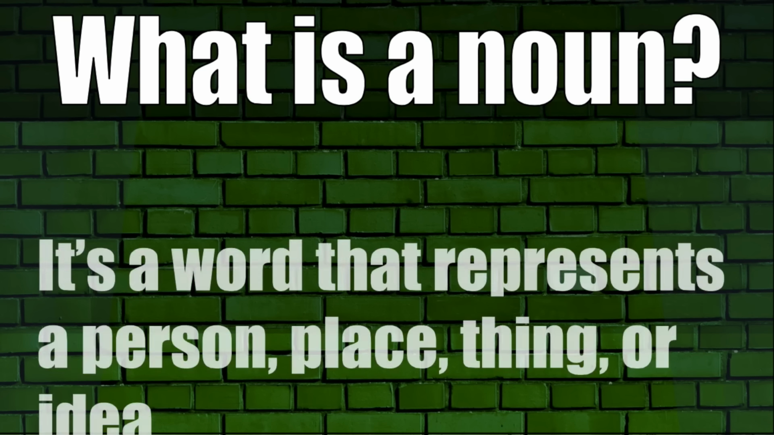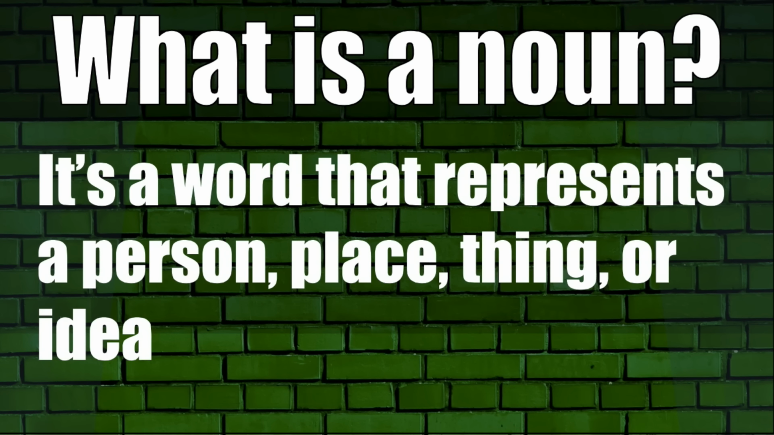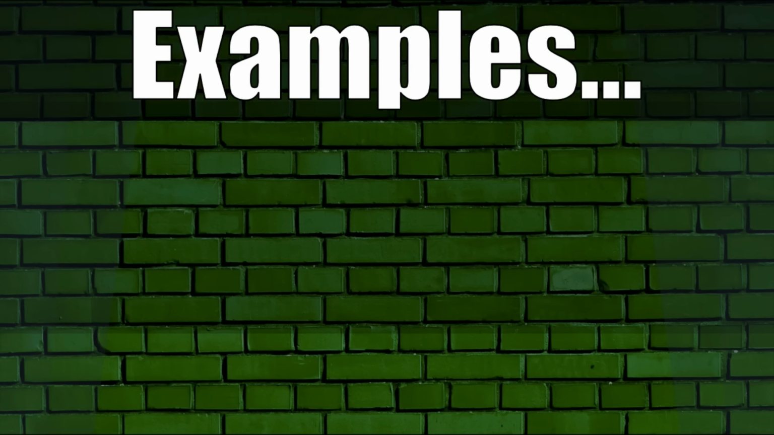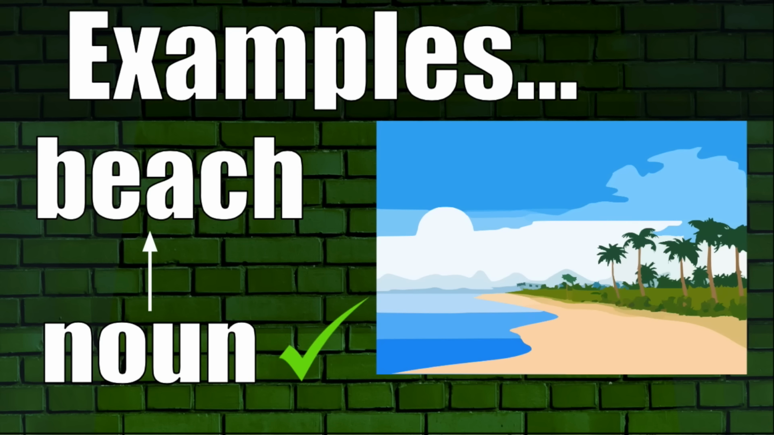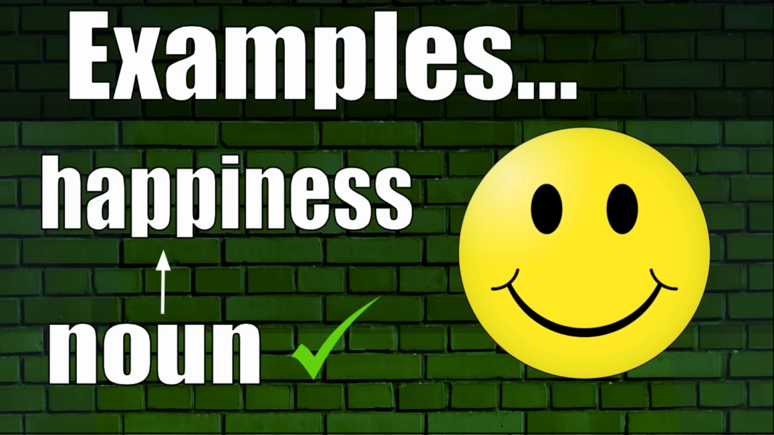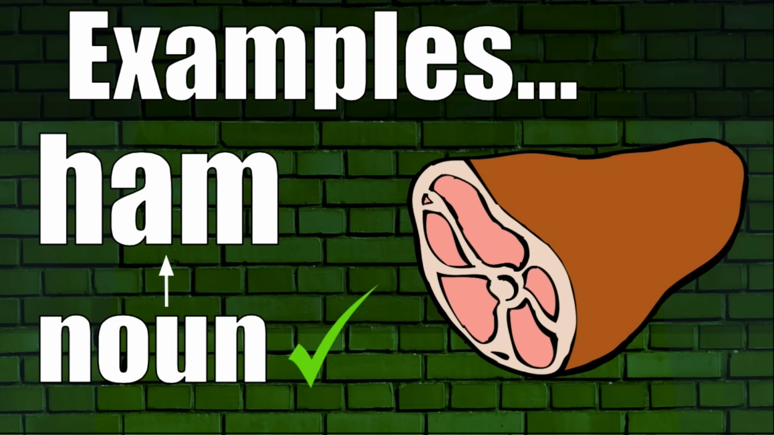What is a noun? It's a word that represents a person, place, thing, or idea. An example of this is George Washington. George Washington is a noun because he's a person. The word beach is a noun because it's a place. The word happiness is also a noun because it's an idea. The word ham is a noun because it's a thing.